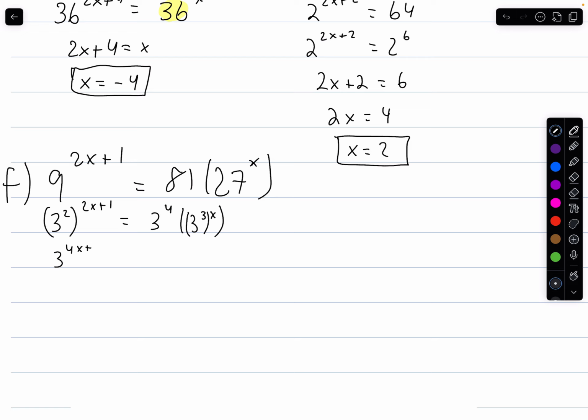Because I expanded out this guy. And then the other one is going to be 3 to the 4 plus 3 to the 3x. So 3 to the 4 and then 3 to the 3x. So remember, when we have the same base, we actually have to add them. So it would be 4 plus 3x.